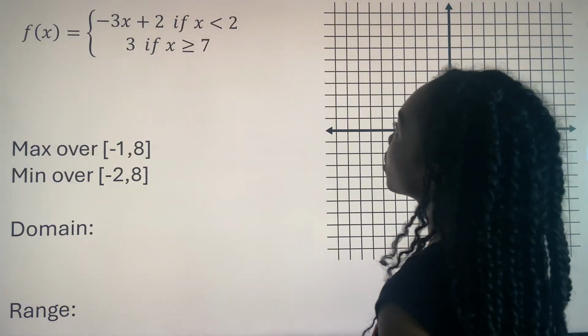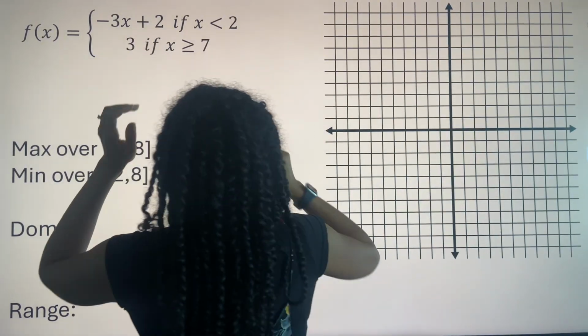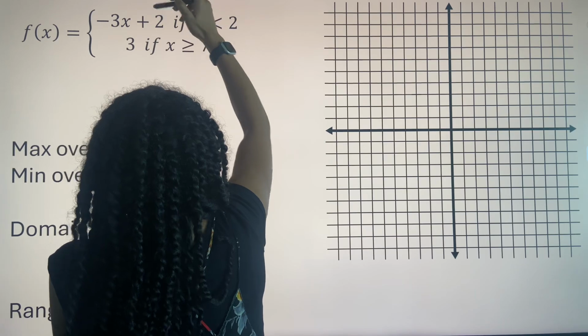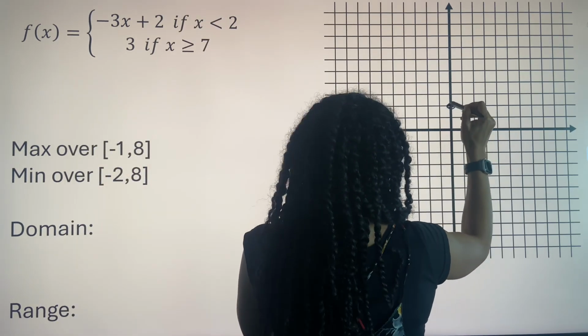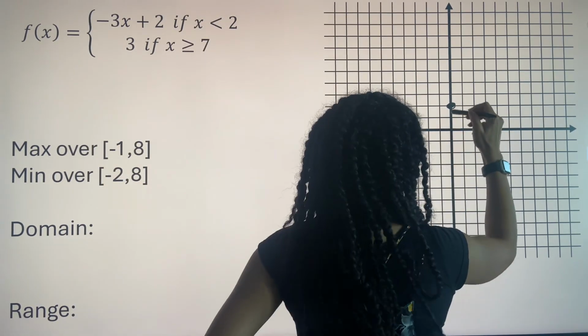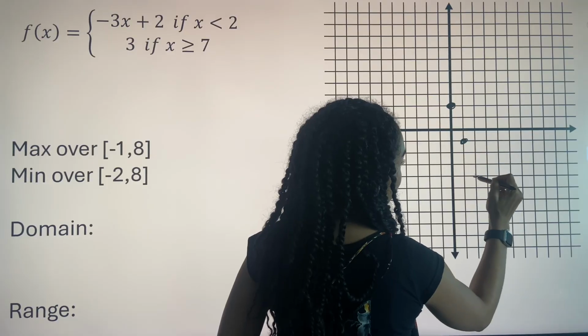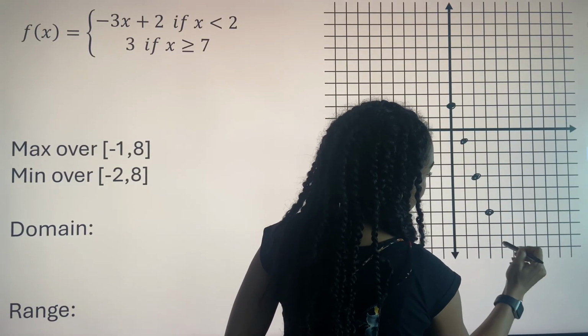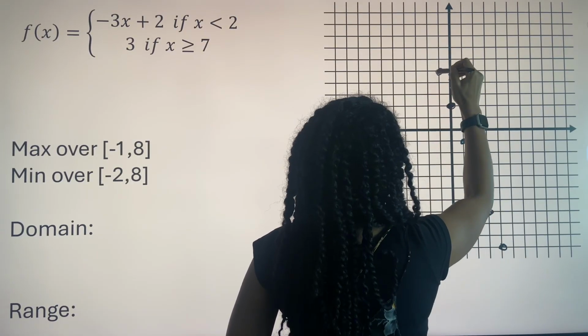Okay, so we're going to graph this line. Your y-intercept is at 2, so put a point at 2. Your slope is -3. So you're going to go down 3 over 1, down 3 over 1. And you can also do it in this direction.